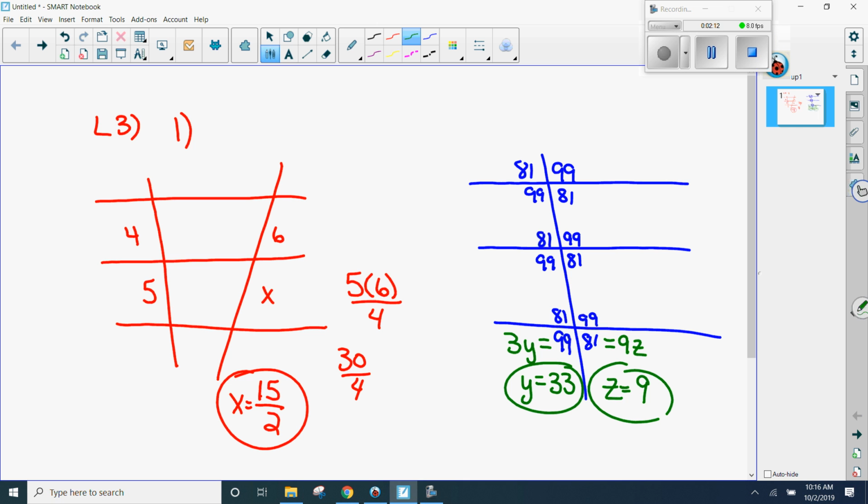I think it's easier if you look at them separately, the angles versus the segments that are proportional to each other. All right, do we run into problems with number 2?